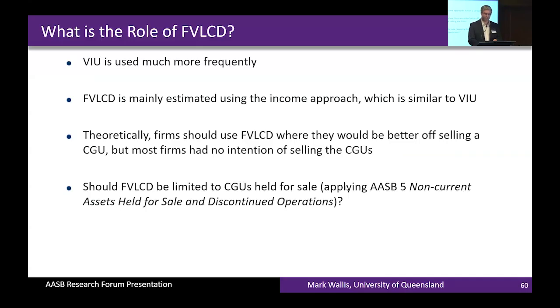I've already mentioned this, but what is the role of fair value less cost of disposal? A lot of firms are using it in the same way that they would use value in use. So it wasn't really clear what the difference was meant to be. We did see some firms using it where they explicitly said they are going to sell the cash generating unit. And then they looked at transaction comparables and that type of thing. I would think that would be a more sensible use for this. So I personally would think maybe we should consider limiting fair value less cost of disposal to where the cash generating unit is expected to be sold.